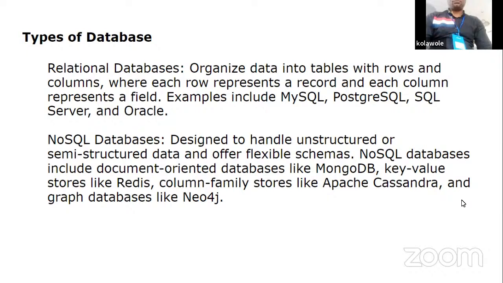Now, NoSQL databases include document-oriented databases like MongoDB. Others store information in key-value pairs like Redis, or column family stores like Apache Cassandra. So those are the NoSQL databases.